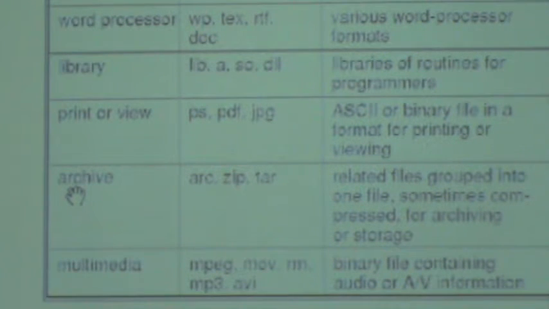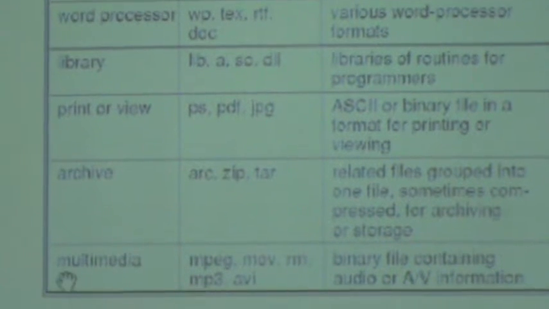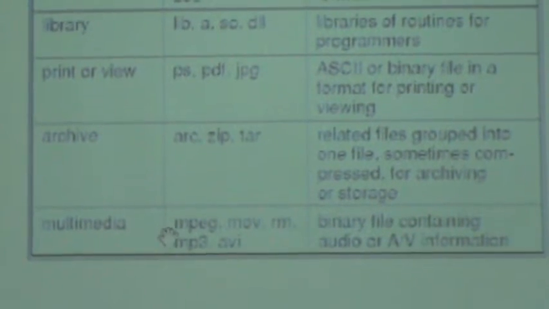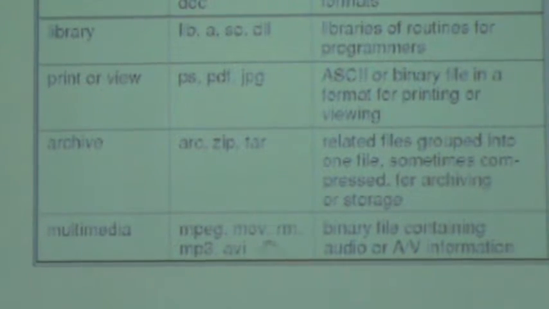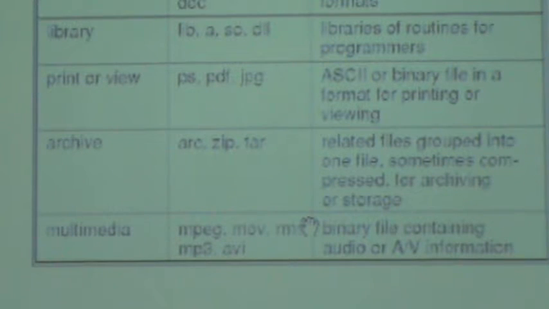We also have archive files, like zip and tar. It's a compressed file extension. We also have multimedia files, which have different extensions like MPEG, MOV, WAV, MP3, AVI, or WMV, like that.